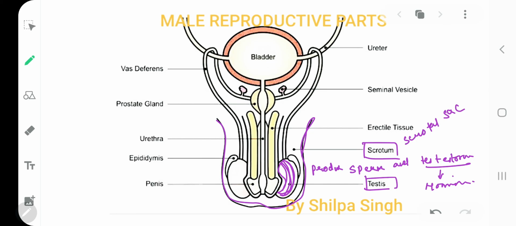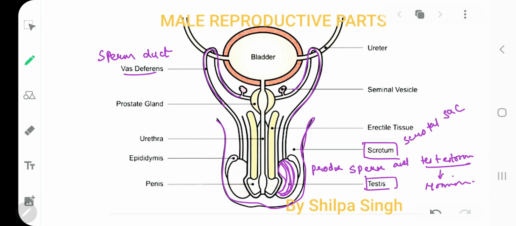Next, the sperms from these testes are carried by the sperm duct. Now this is your sperm duct. If you notice here, on both sides you have the same thing, the sperm duct, which is also known as vas deferens. It is the tube through which sperms are carried from testes to your urethra. Got my point?